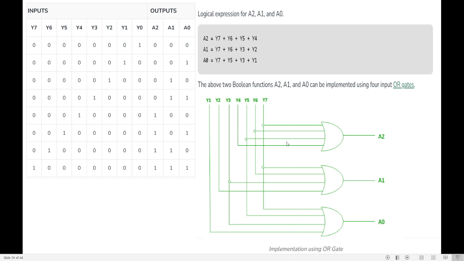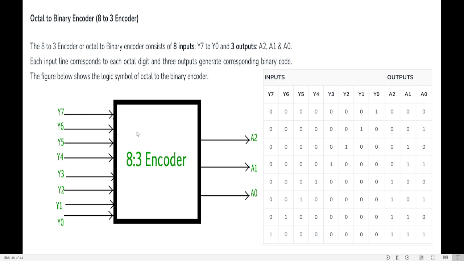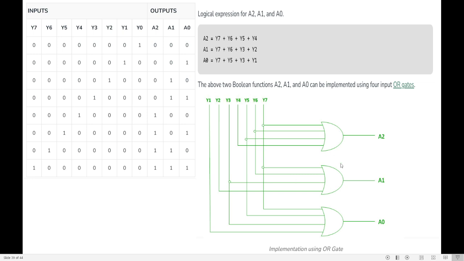So you can implement a circuit 8 by 3, or octal to binary. 8 is the base of octal. You can call it an octal to binary encoder or 8 to 3 encoder. This is the circuit which we have designed. This is the block and this is the circuit. So this circuit has 8 inputs and 3 outputs.